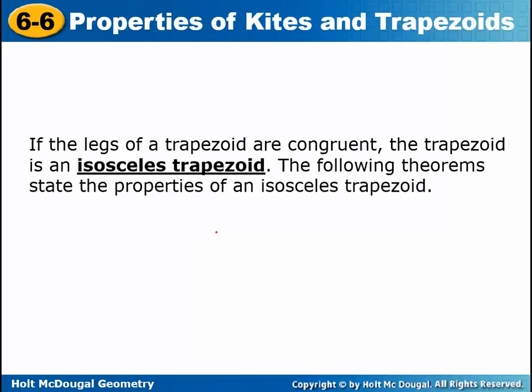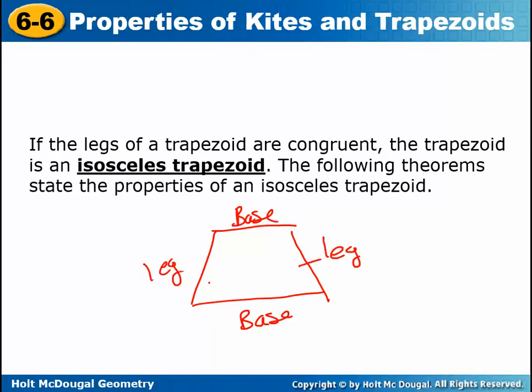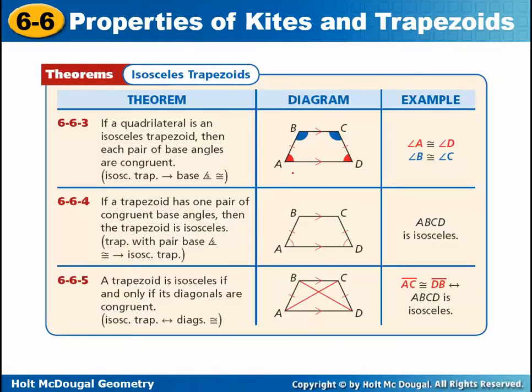Now, in an isosceles trapezoid, then we have a lot of theorems. This is a base and this is a base, and this is a leg and this is a leg. The legs are congruent. That means that more things will also be true. And the things that will be true is that each pair of base angles will be congruent. So this angle is congruent to this angle is congruent to this angle. Also, if a trapezoid has one pair of congruent base angles, then the trapezoid is isosceles.